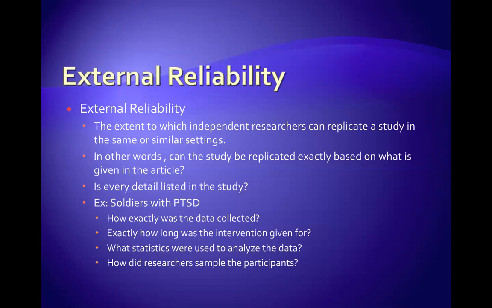These are just some things to think about. How was the data collected? Exactly how long was the intervention given for, in terms of an empirical study? What stats were used to analyze the data? Most of the time, that's all given. Sometimes, though, it's not. How did researchers sample the participants? There are sampling methods that need to be described, and analyses that need to be listed and described.